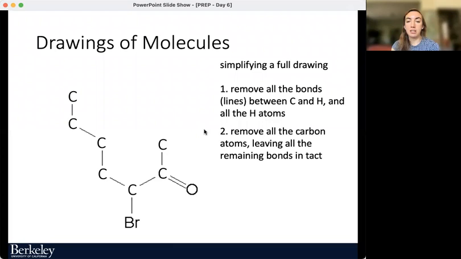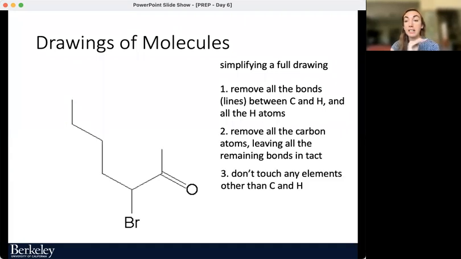Then the next thing we do is remove all of the carbon atoms, but we leave those lines. We leave the bonds between the carbons. So that will look like this. And so we know that wherever a bond is drawn, but we don't see where that bond ends, it's a carbon. So there's a bond right here that has no letters. We haven't indicated what atoms there are, and because we haven't indicated it, we know that it must be carbon. So there has to be a carbon here and a carbon here.